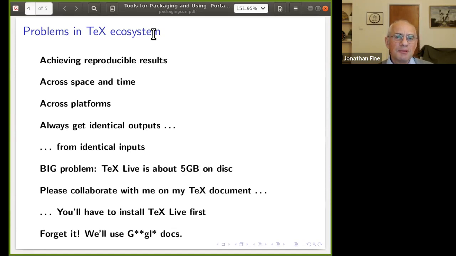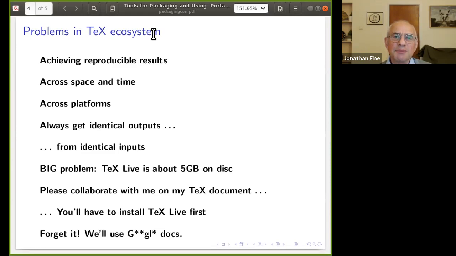Now, there's a big problem, which is ensuring that you have identical inputs. And at present, for many people, TeX Live is packaged as an ISO, and it expands to about 5 GB on disk. That's quite big. It's a big package. It's a two-man lift.